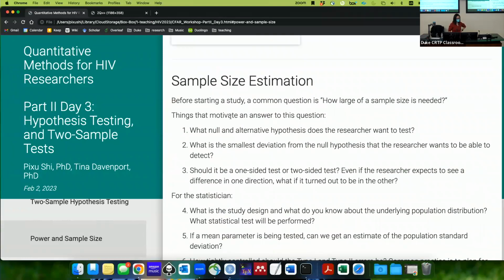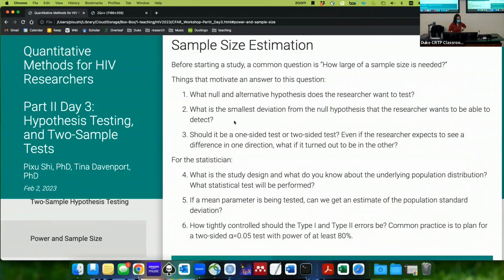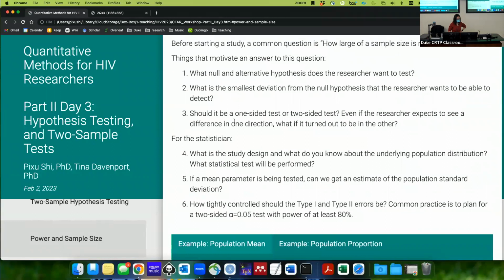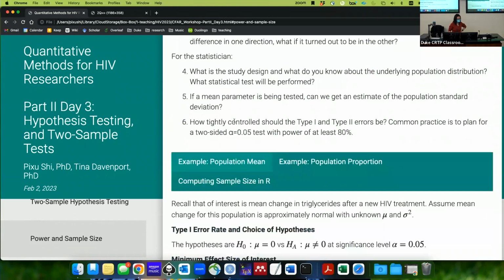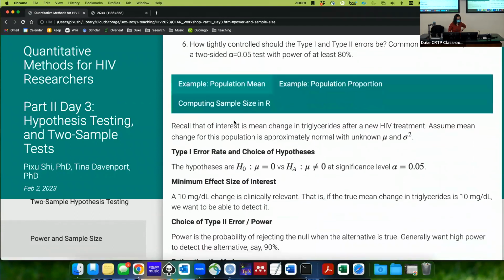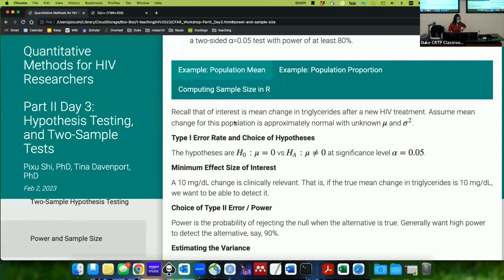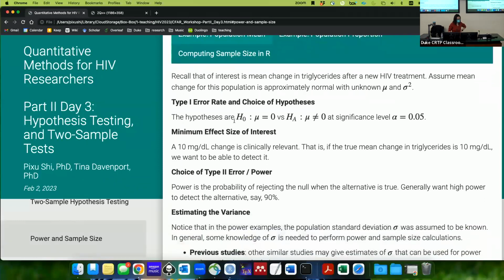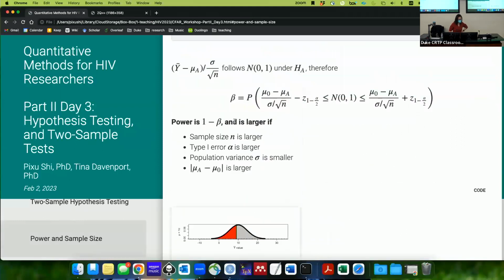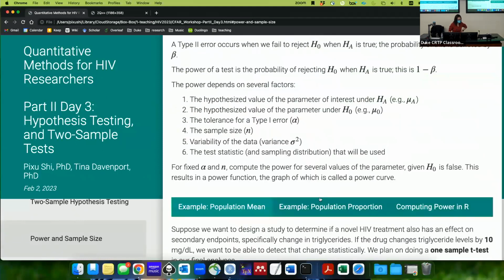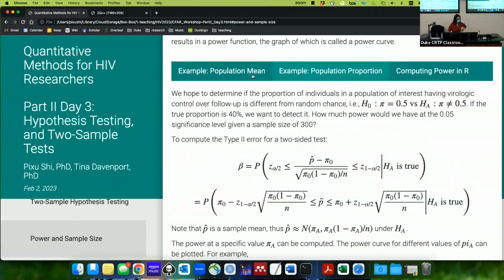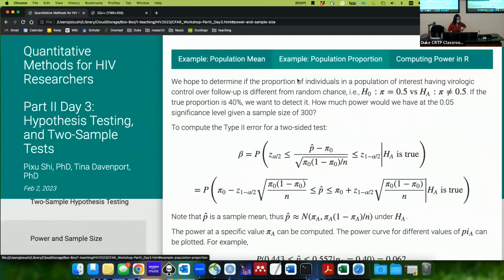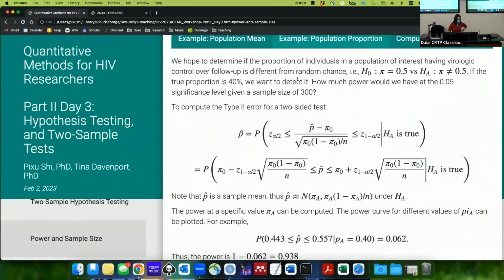So here, let's first go over the examples, and then we'll talk about the real life situations. So here I have a power calculation for the proportion as well. We just talked about the power calculation for the mean. The power calculation for the population proportion is in a similar format.